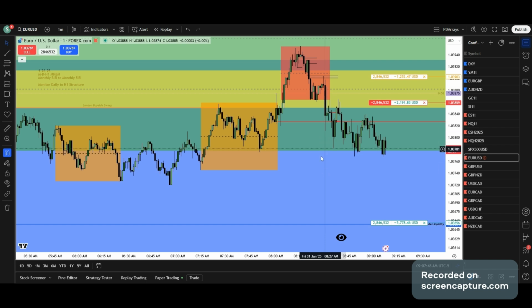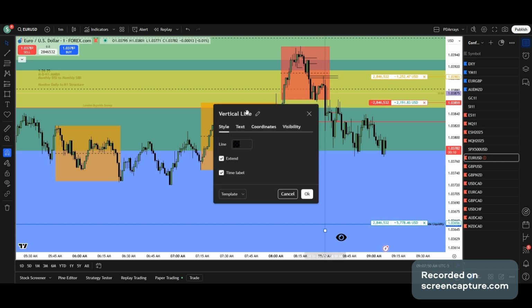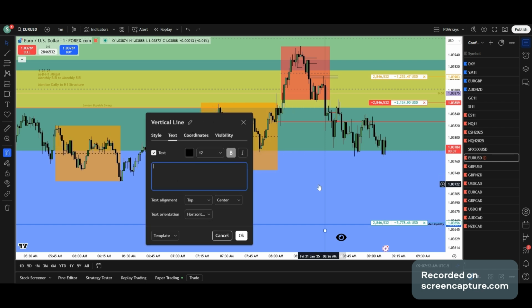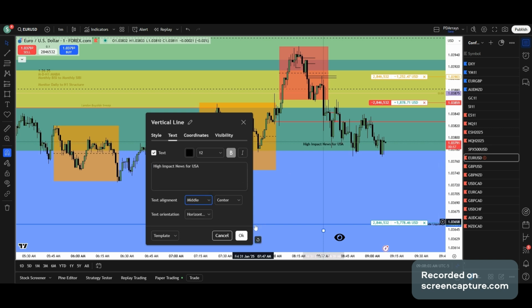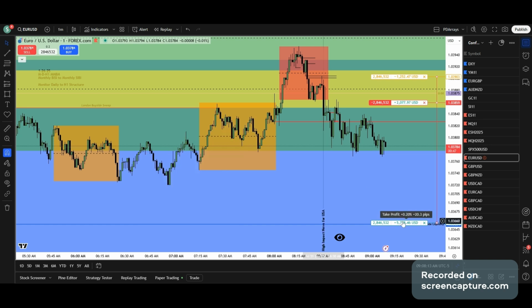Okay. So 8:30 is that high impact news event. And I'll put that on here. High impact news for US. Middle center. And change that orientation to make it vertical. And I'll make it on the bottom. So high impact news for the US at 8:30, and we can see that candle, what it did there. Then price ran all the way back up against it and wicked. Immediate imbalance rebalance right there.